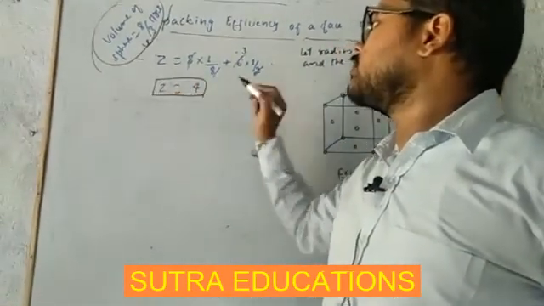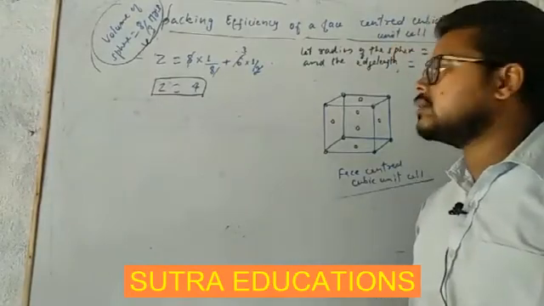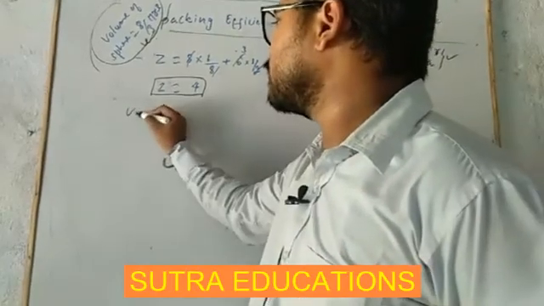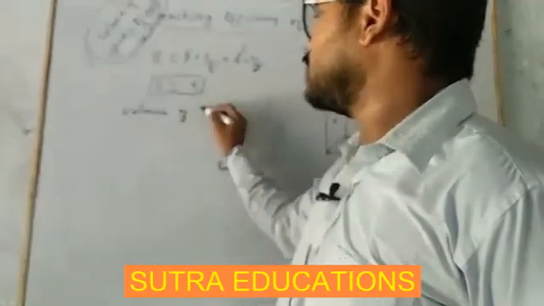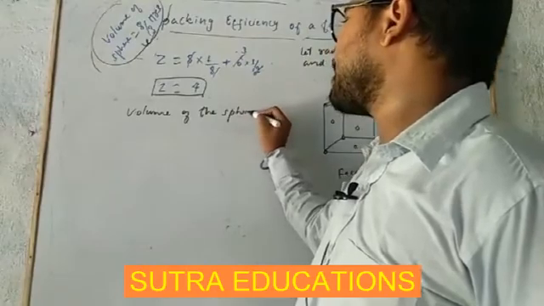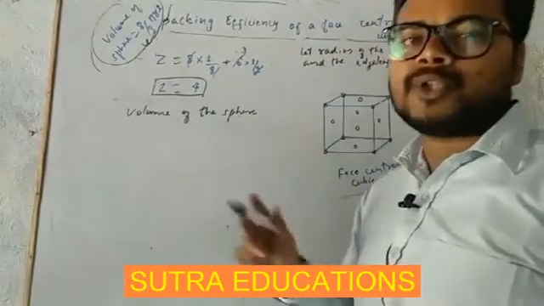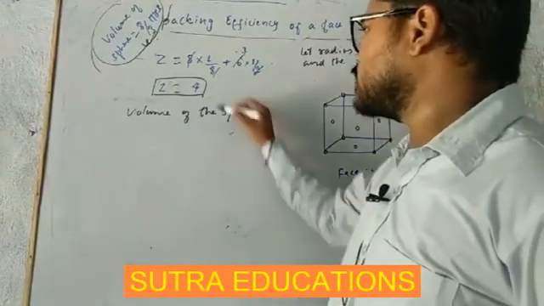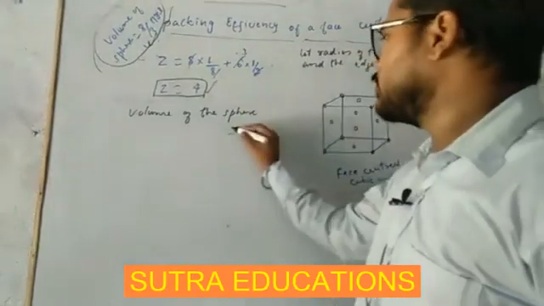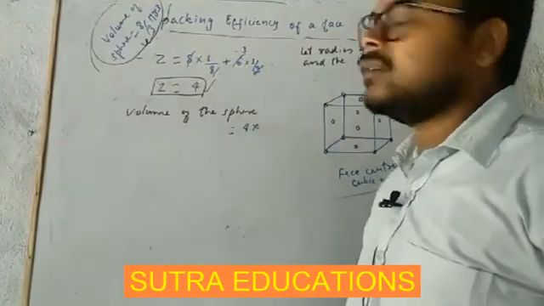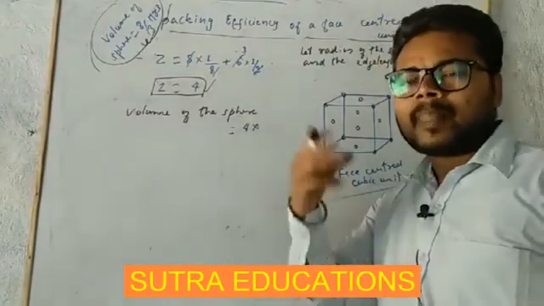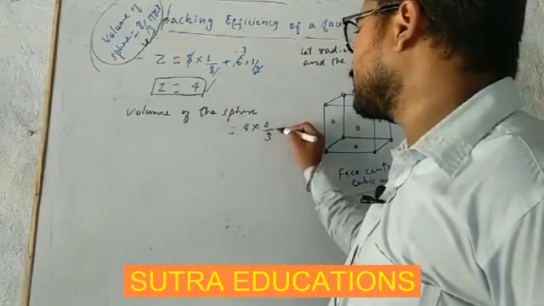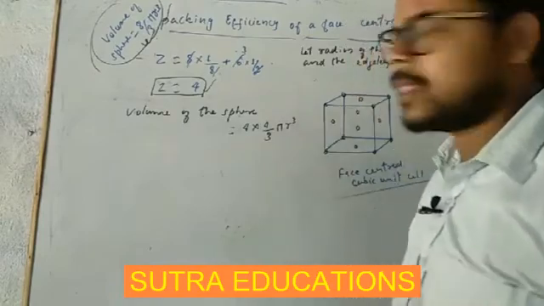Z is equal to 4. Now we will calculate the volume of the unit cell, volume of the sphere. So volume of the sphere will be equal to total spheres, which is 4, I have calculated, multiplied by the volume of a sphere. Volume of a sphere is 4 by 3 pi r cube.